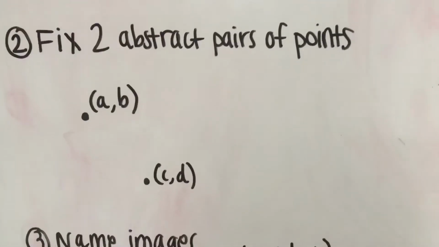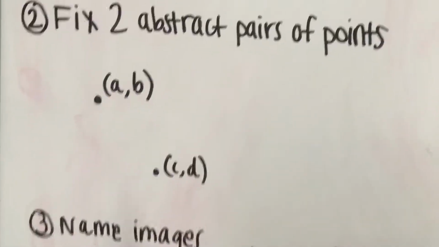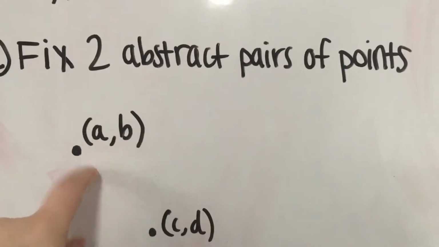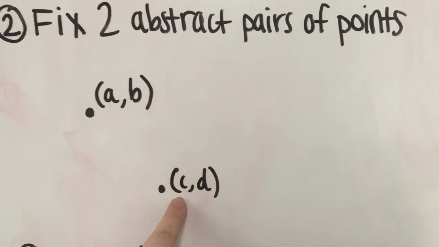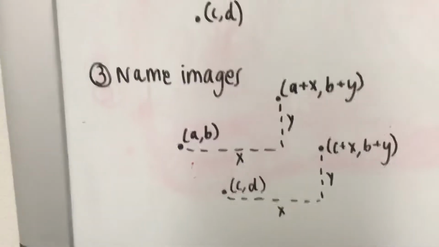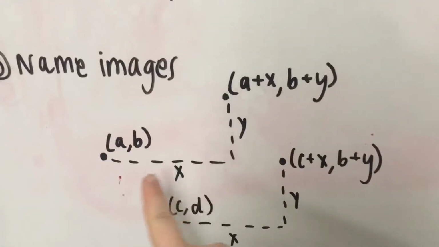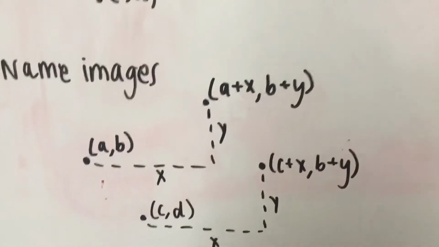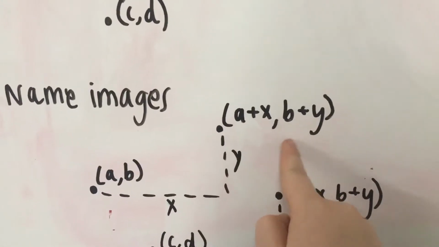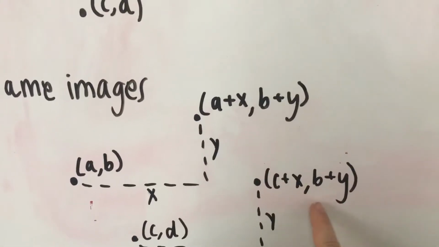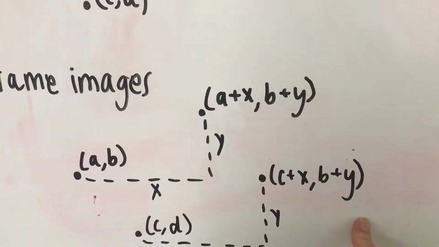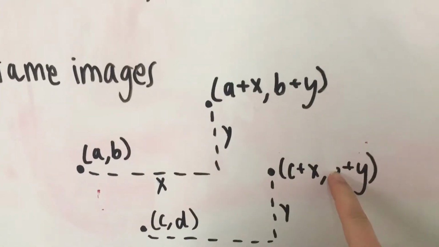Again, you could plug in any numbers, but we can call pair number 1 AB and pair number 2 CD. Our next step is to name our images. So we're going to draw our translation: over X, up Y, over X, up Y. And we get 2 new points, which would be A plus X, B plus Y, and C plus X, and B plus Y. This is wrong, and this should be D.